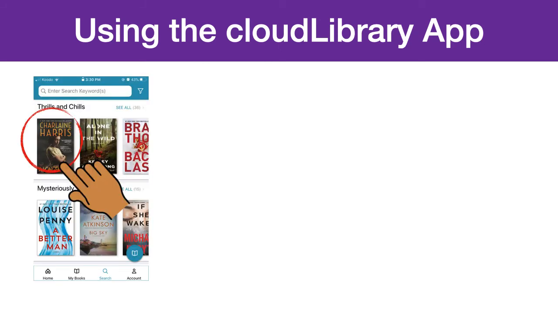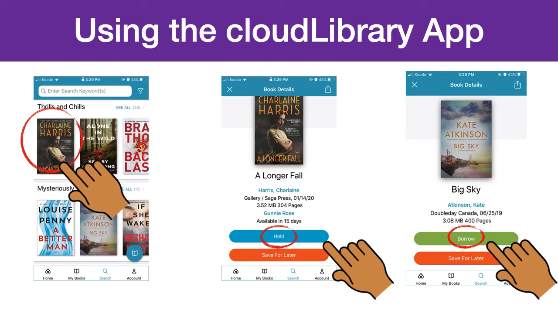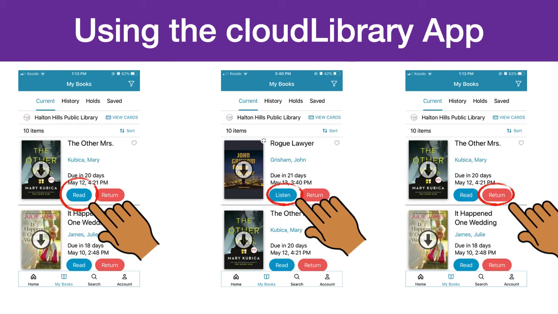Now that we have navigated the site, we can go through how to check out items. If you go back to the search menu, you can browse titles. Once you've chosen a title, you can click on the cover image. A new window will appear. From here, you can place a hold on the item or check out the item, or save the item for later. To exit this screen, hit the X in the top left corner. To read or listen to your titles, or return any titles, you can go to My Books. You are now ready to use cloudLibrary.